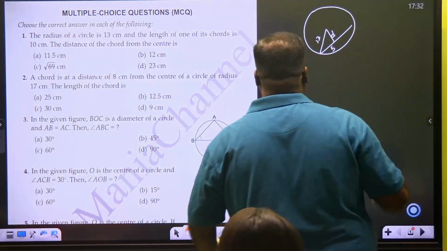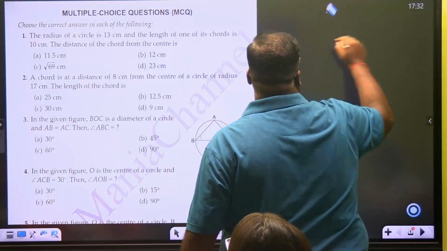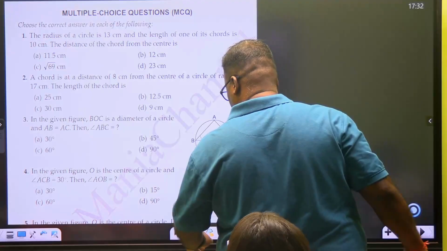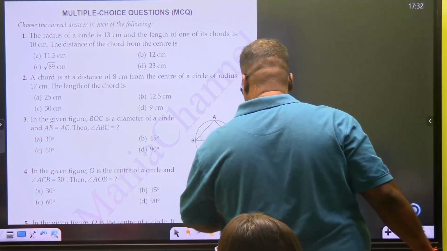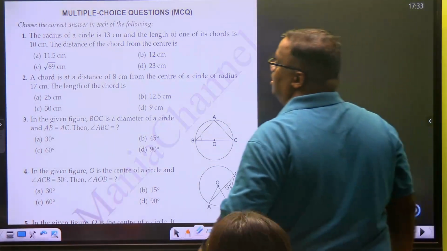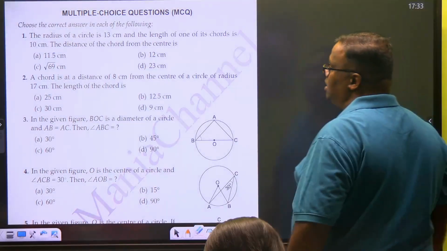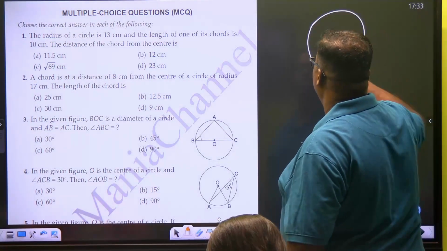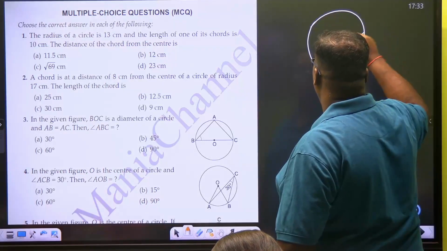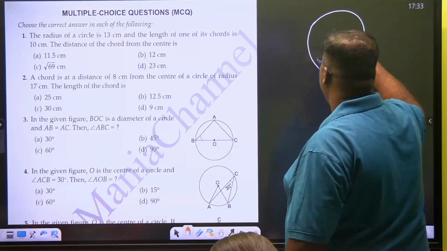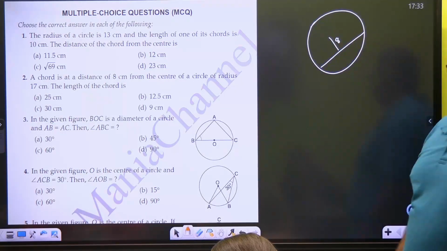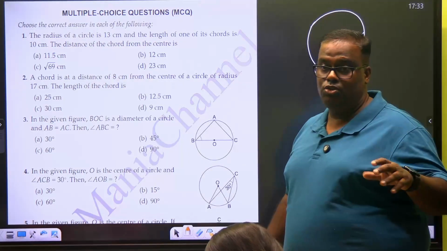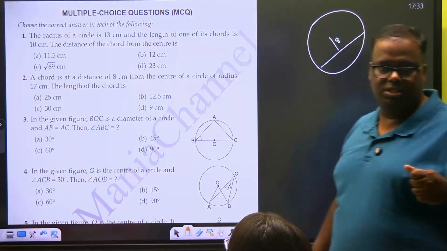First question done. Okay, let's go to question number 2. Question number 2 says that a chord is at a distance of 8 centimeters from the center of a circle. So question number 2 is something like this. It's the same concept. Very good. It is at a distance of 8 centimeters. So in your ability to solve these questions faster, you should actually have a grip of Pythagorean triplets.